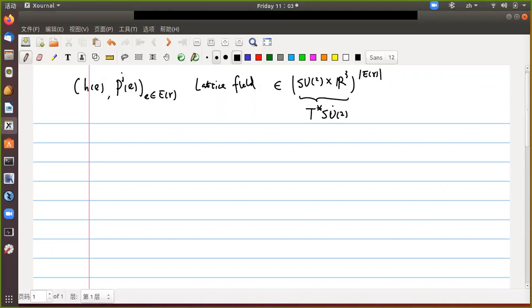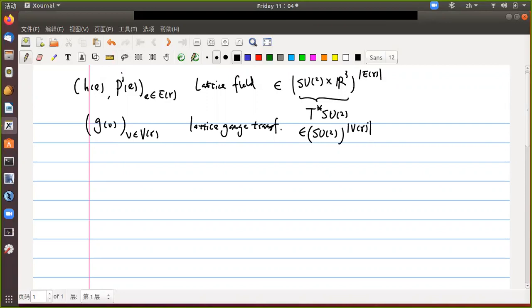Also, we have the lattice gauge transformation g_v for every vertex. So it belongs to SU(2) to the power of the number of vertices, because each gauge transformation at a vertex is an element of SU(2).